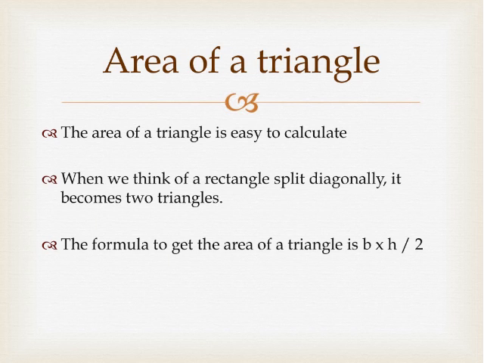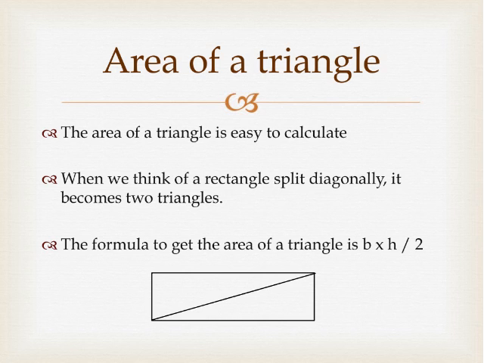The next thing we have is our area of a triangle, which is also easy to calculate. When we think of a rectangle split diagonally, it becomes two triangles. So I'm going to show you that. I'm going to draw a rectangle. And then I'm going to remind you that if I take a diagonal line across this rectangle and split it, I actually get two right angle triangles. There's a right angle here. Oops. Not doing such a good job of drawing it, but it's really there. Right angle there. And there's a right angle here as well. So we get two right angle triangles.